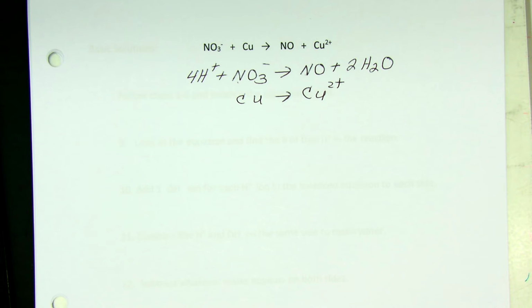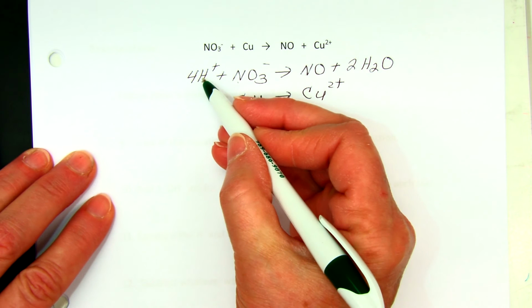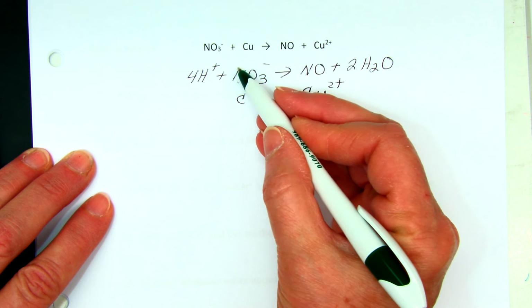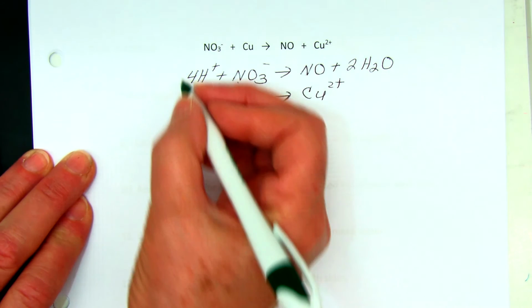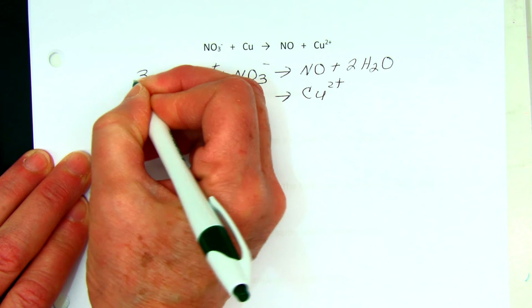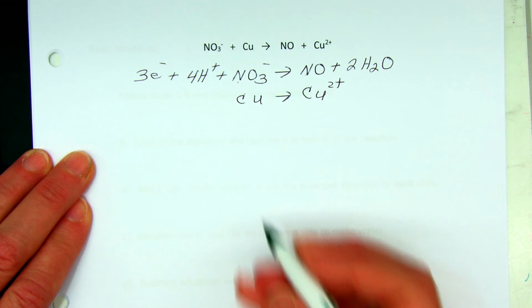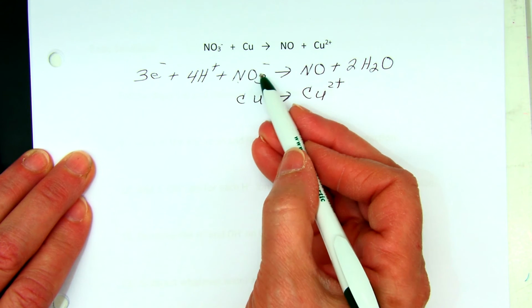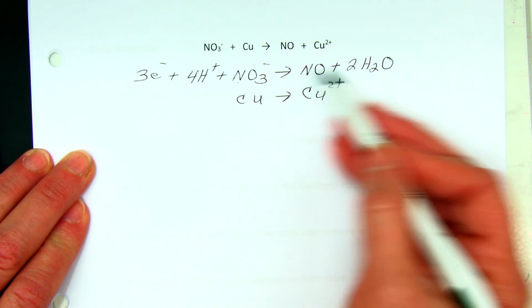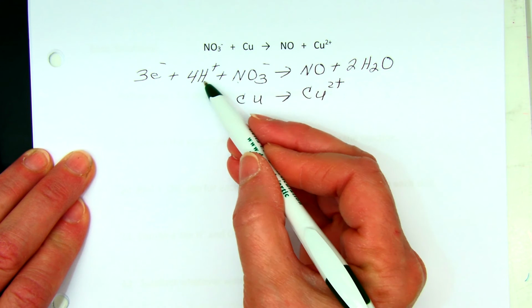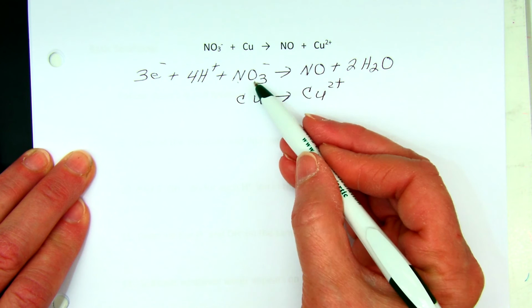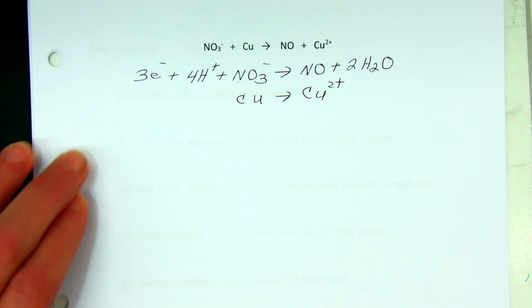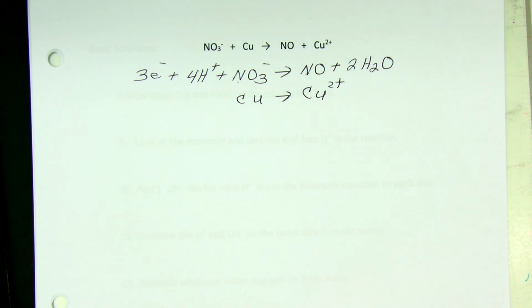Now I evaluate charge. +4 minus 1 is a +3 and 0 charge on the right-hand side. So I add 3 electrons to the more positive side. So now I have a -3 and a -1 is a -4, +4 is 0 and 0. 4 hydrogens, 4 hydrogens. 1 nitrogen, 1 nitrogen. 3 oxygens, 1 and 2 is 3 oxygens, so I have a balanced half. Always check for a balanced half.